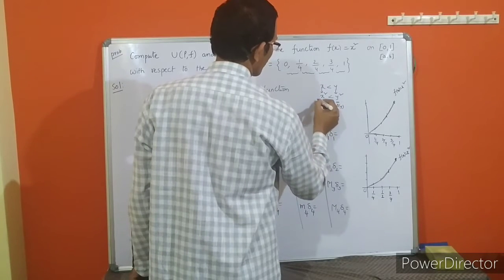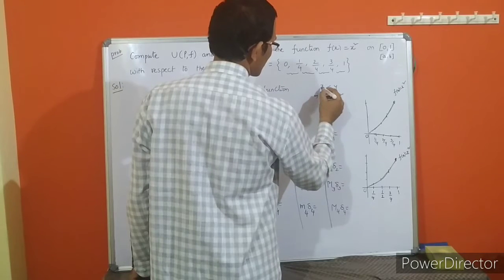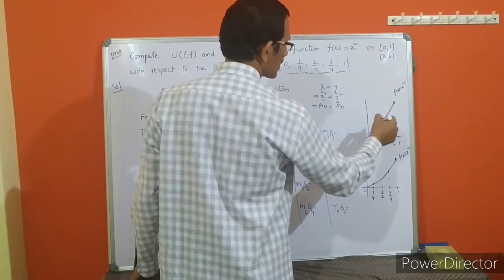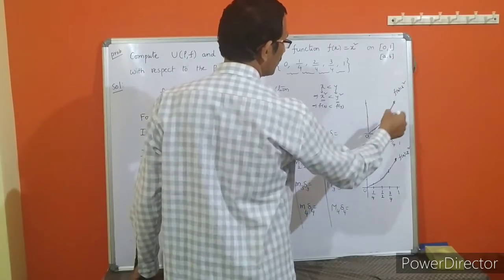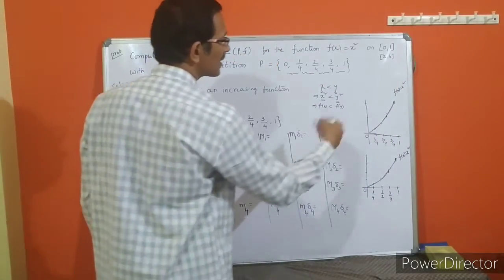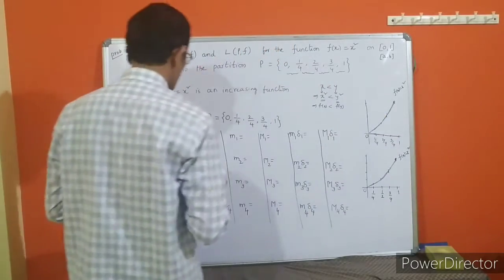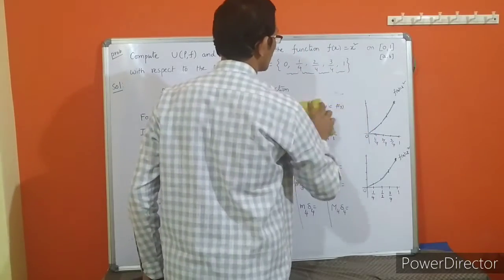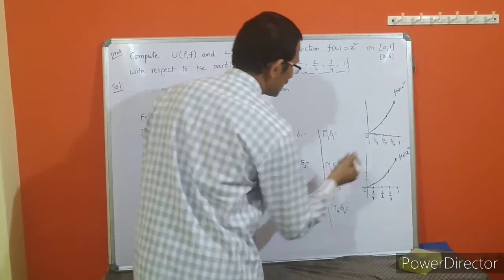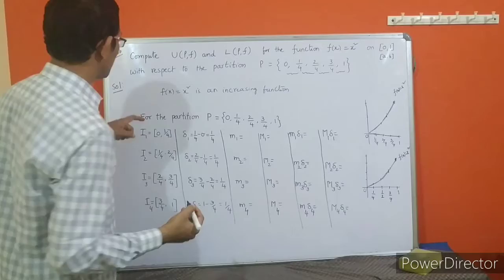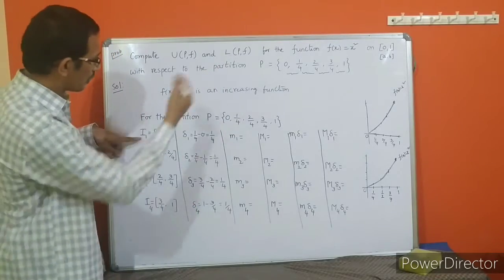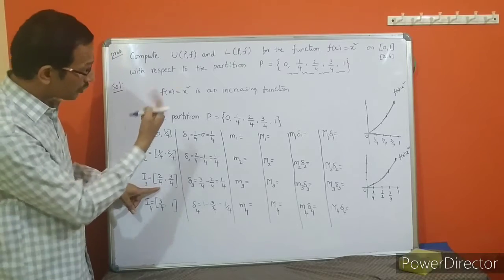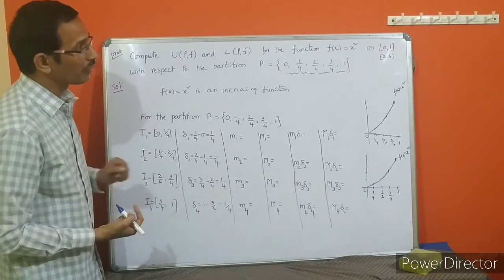That means if x is less than y, then f(x) is less than f(y). That means f(x) increases with respect to x. If x increases, f(x) also increases. So therefore f(x) is an increasing function. When you have an increasing function, in this interval, see here, what are the subintervals? I1, 0 to 1/4, I2, 1/4 to 2/4, I3, 2/4 to 3/4, I4, 3/4 to 1.